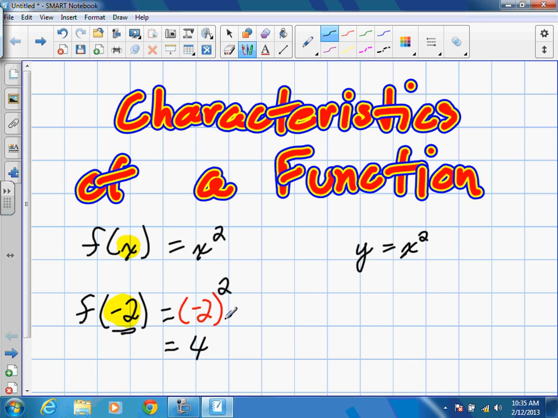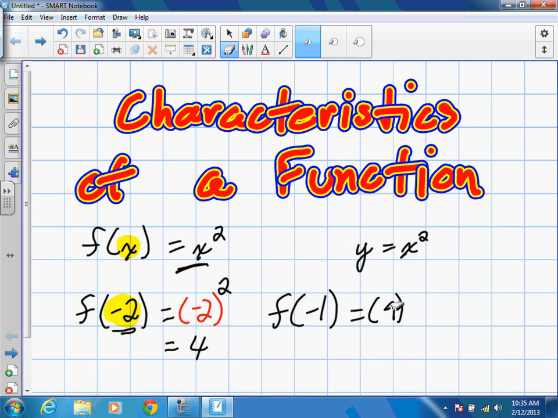That same idea, let's say I did it again for f at -1. We're using the exact same function we had before. We're going to plug -1 into the function. The function is still squared. So f at -1 is equal to 1.